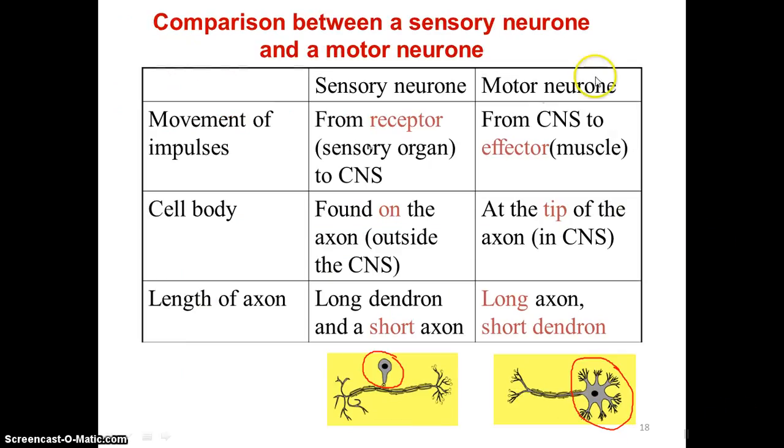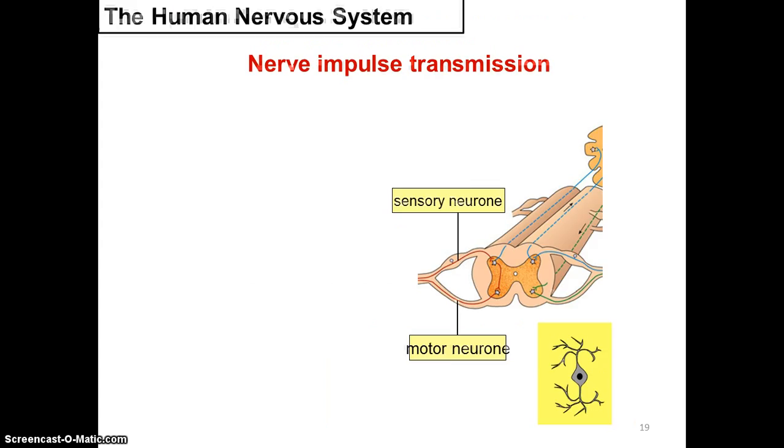Before that, let's look at this table again on the differences between the sensory and the motor neurons. For a nerve impulse transmission, it must go through 3 stages or 3 different types of neurons: the sensory, the motor, and the one in between, which we can see here. This is what we call the relay neurons.